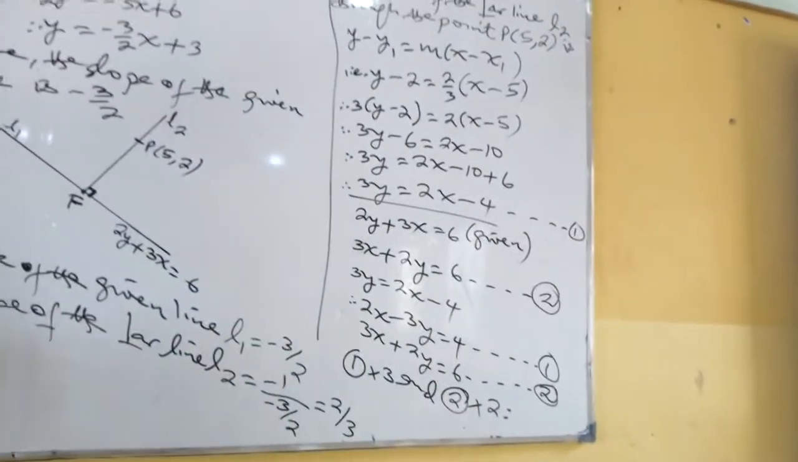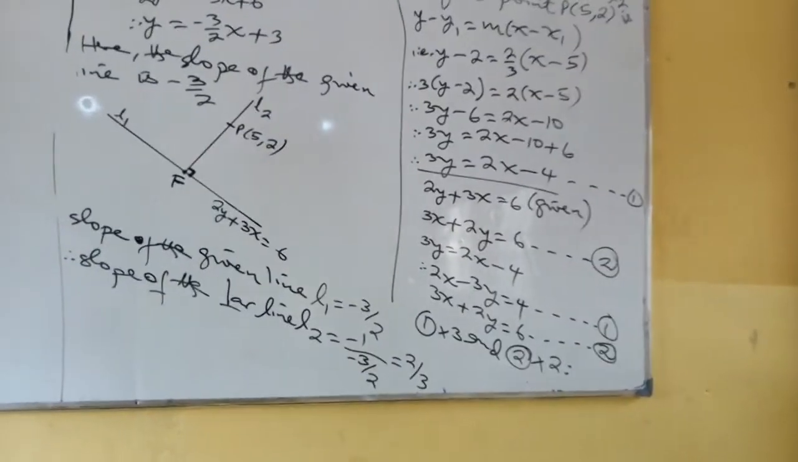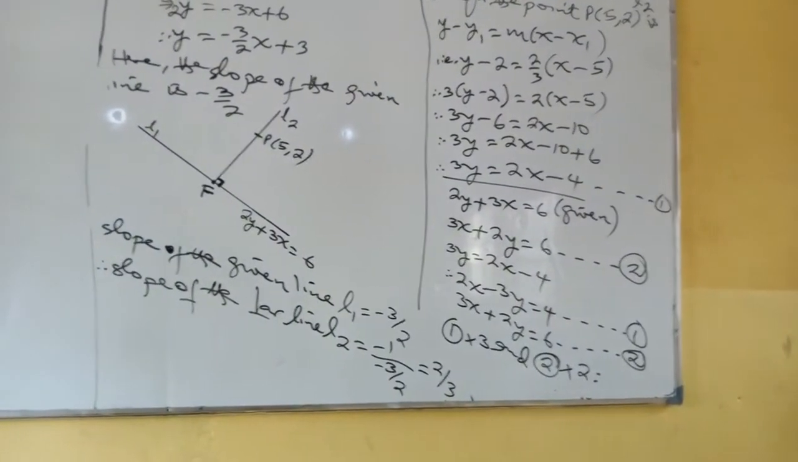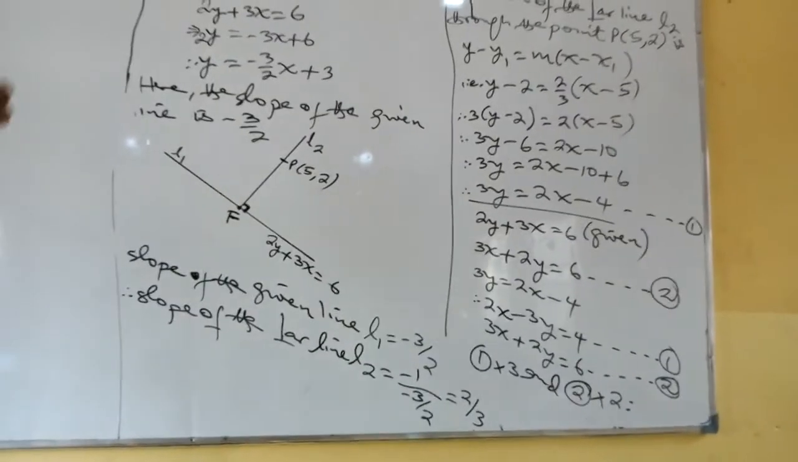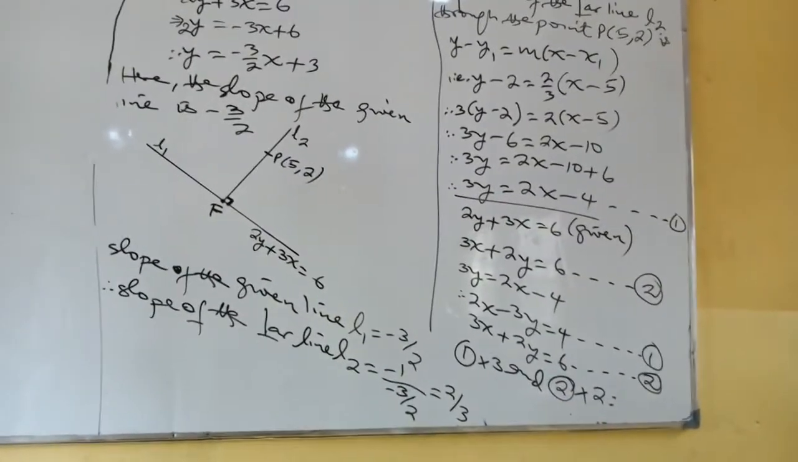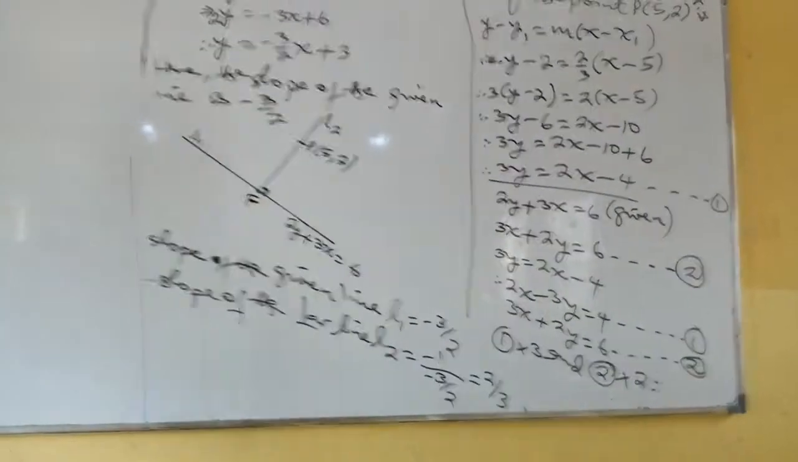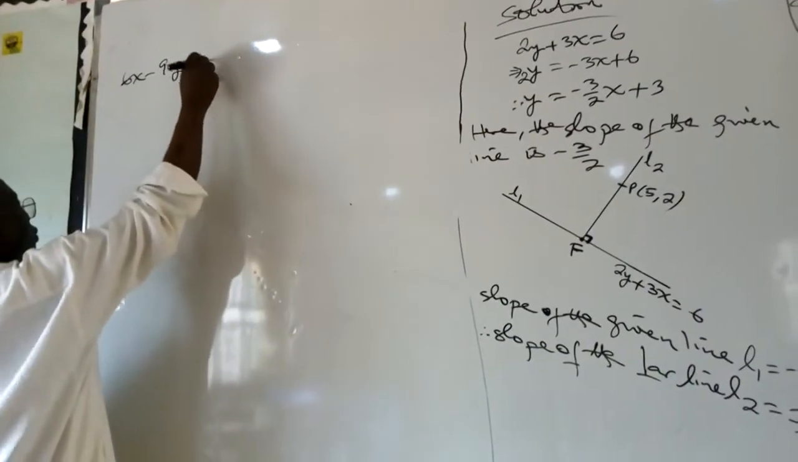And if you do that, I'm going to have 6x minus 9y equals 12. Equal to 12. So minus 9y is equals to 12.